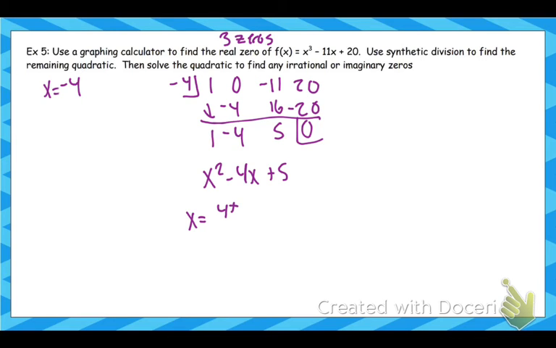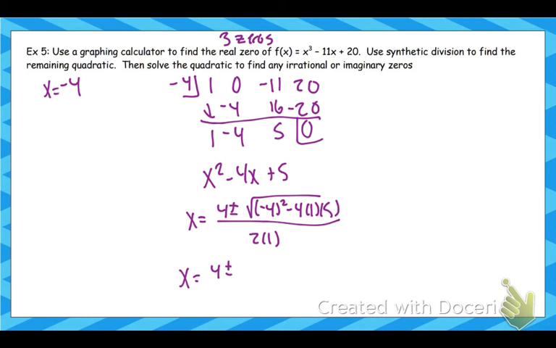So negative b plus or minus the square root of b squared minus 4ac all over 2a. Now, keep in mind, it's really important when you have a negative b that you put it in parentheses like this before you square it. That was the thing a lot of you guys missed on the quiz.